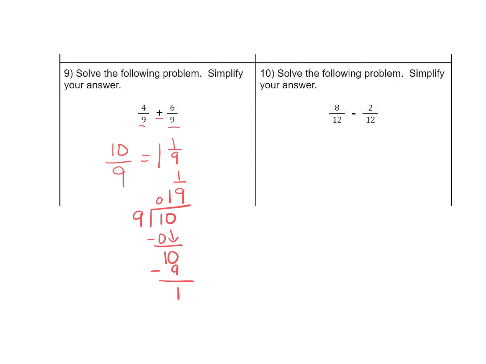All right, same thing with number 10. It says solve the following problem, simplify your answer. So we have the same denominators and we're subtracting, okay? So my denominator is going to be 12. 8 minus 2 is 6. Well, 6 is a factor of 12, so I can divide the numerator by 6 and the denominator by 6, and I get 1/2. If you stayed at 6/12, I took off 2.5 points, but if you got to 1/2, you got it correct.